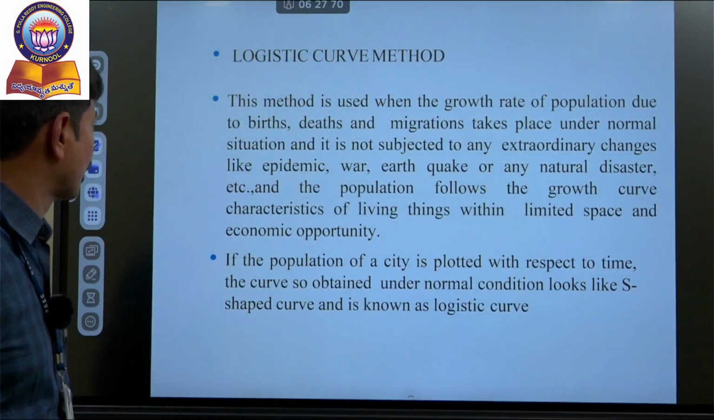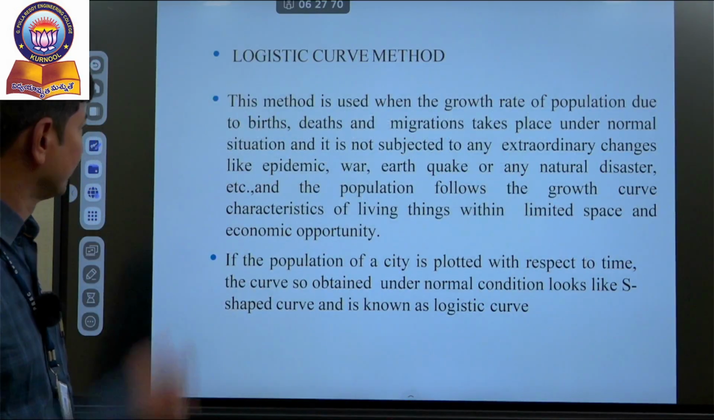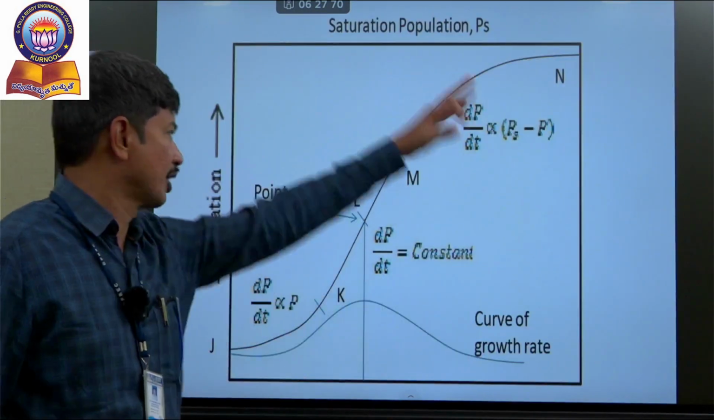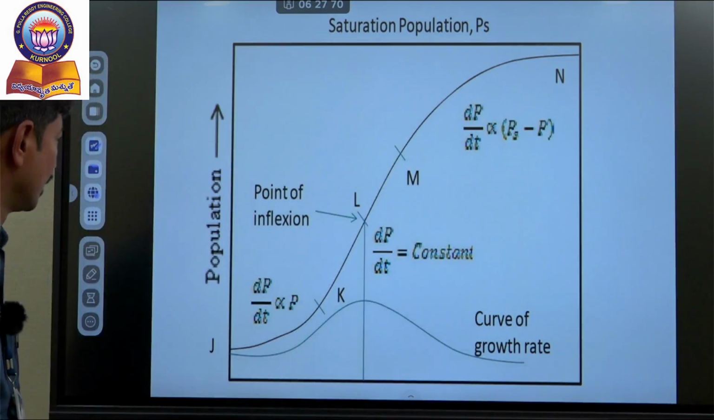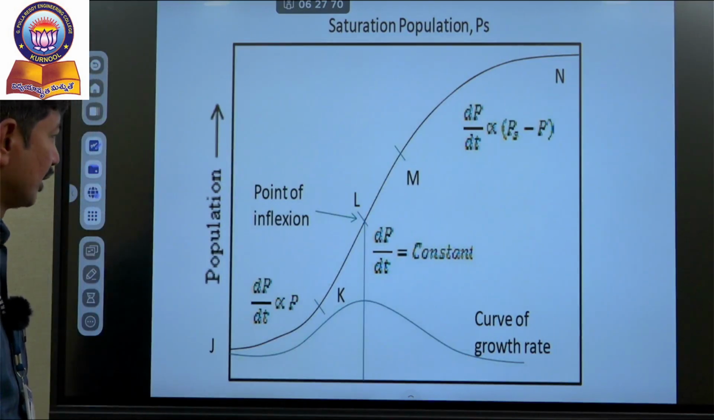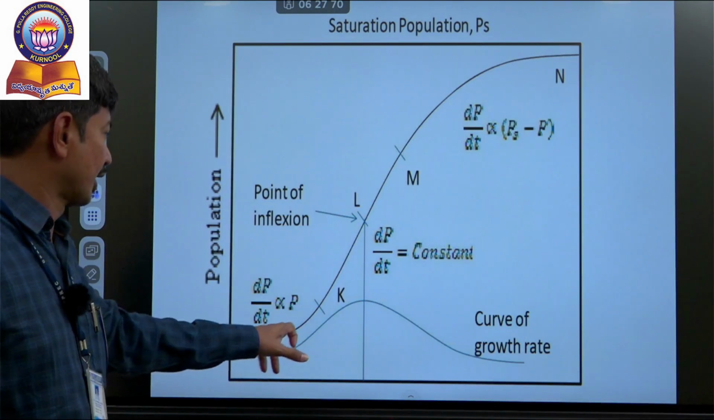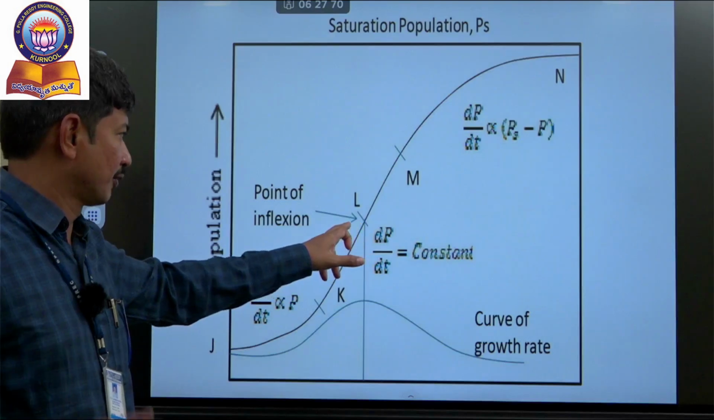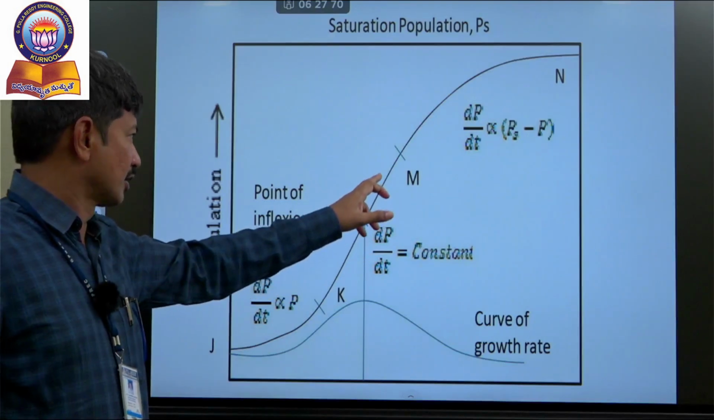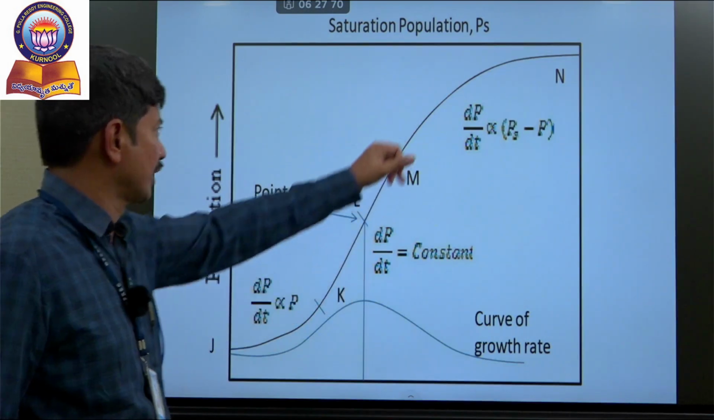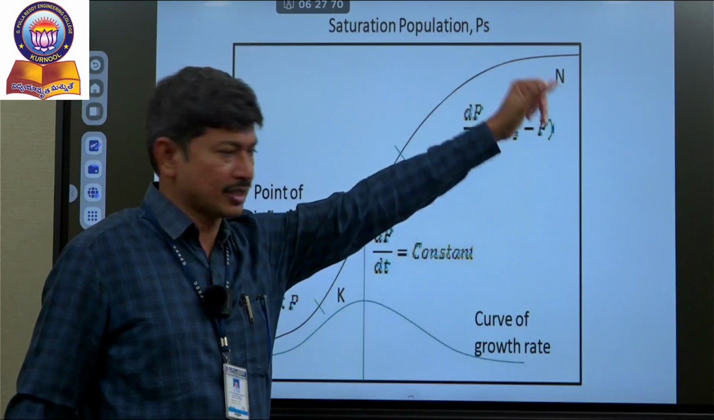This is the logistic curve method. Based on the logistic curve we can calculate it. The S-shaped curve is known as the logistic curve, and we can easily calculate by using the logistic curve method. When a city is initially starting, the rate of growth is high because of more opportunities. At a certain period there is saturation; the population keeps increasing, but the rate of increase is decreasing, right?